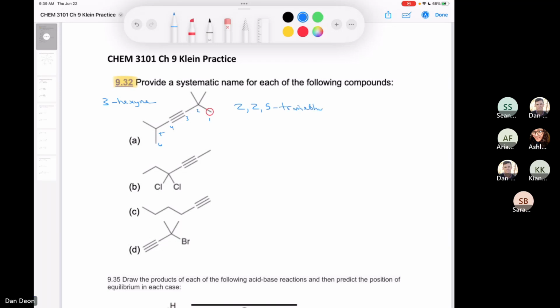trimethyl 3-hexene. Okay, it says a systematic name. It doesn't mention common names, but you could give it a common name as well.